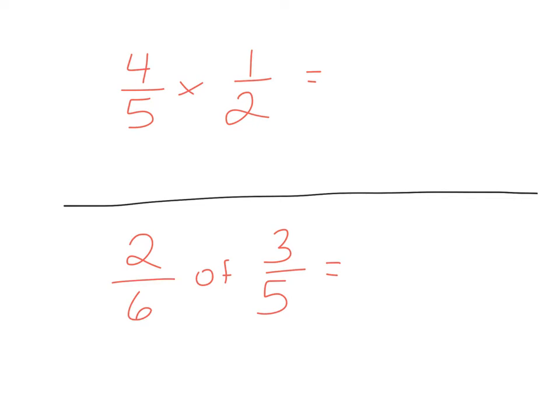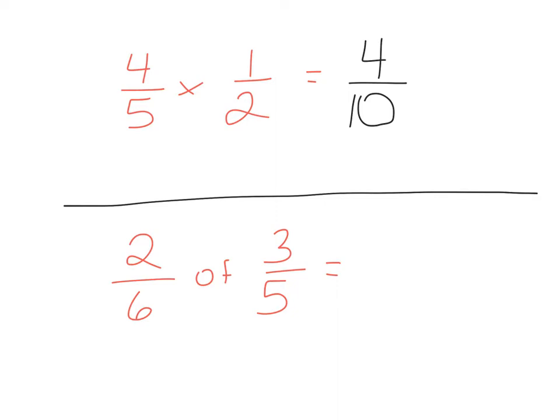Here's a few more. So I have at the top 4/5 times 1/2. I'm going to multiply the numerators, multiply the denominators, and simplify if needed. So 4 times 1 is 4. 5 times 2 is 10. And I am going to need to simplify here. I hope you notice too.